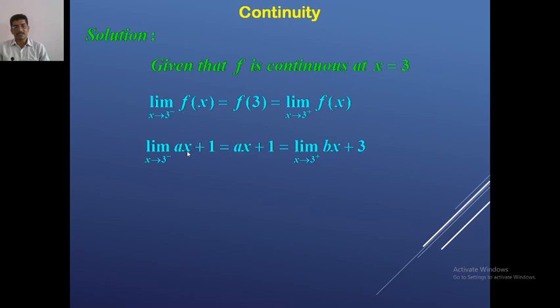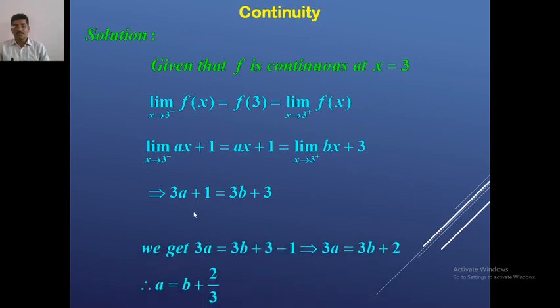For x less than 3, the function is ax plus 1. For x greater than 3, the function is bx plus 3. And the value of the function is 3a plus 1. To evaluate these limits, just put x equal to 3: 3a plus 1 is equal to 3b plus 3. Evaluating the left hand limit and right hand limit and equating, we get 3a plus 1 is equal to 3b plus 3.